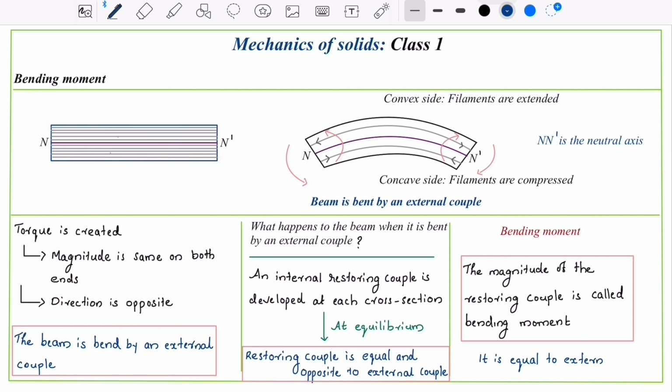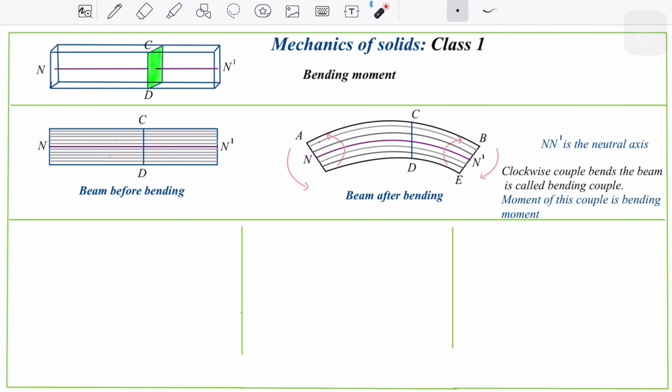Since we are speaking about the magnitude, the magnitude of the restoring couple is equal to the external couple. Now let us find the expression for bending moment. Now consider a cross section of the beam.